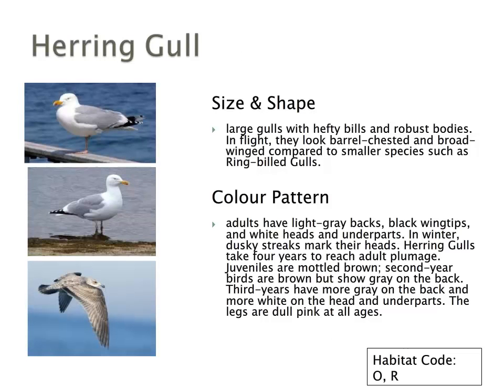The herring gull, which at first glance looks quite similar to the ring-billed gull, is different in a couple of ways. One is the size. They're significantly larger, with a much heftier bill and very robust bodies. Also important to note about the bill is the color. They've got that very typical red dot on the underside of the bill, which is not the characteristic black ring present on the ring-billed gull. The adults have light gray backs, black wingtips, and white heads similar to the ring-billed gull, but the bill is different in structure, size, and shape.